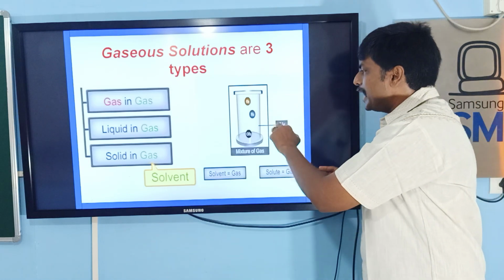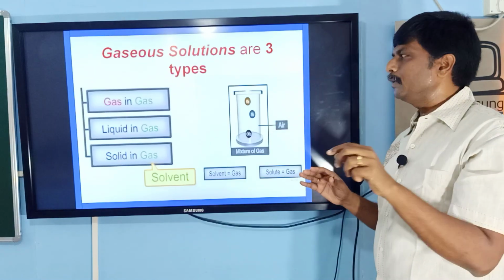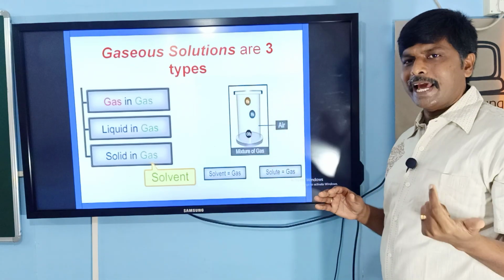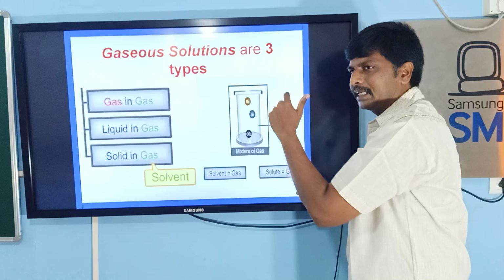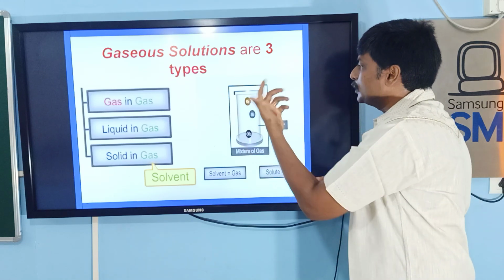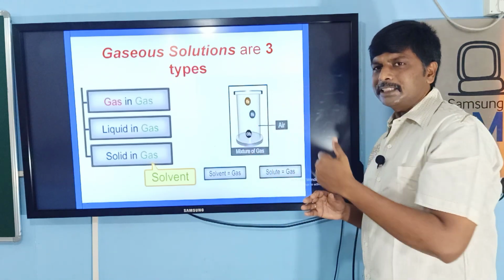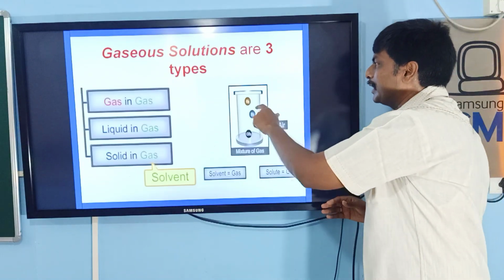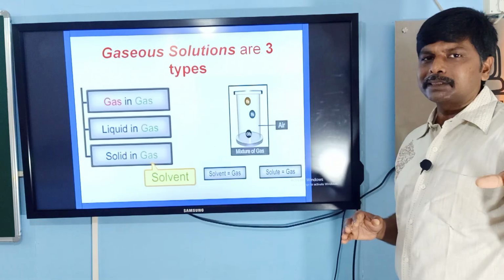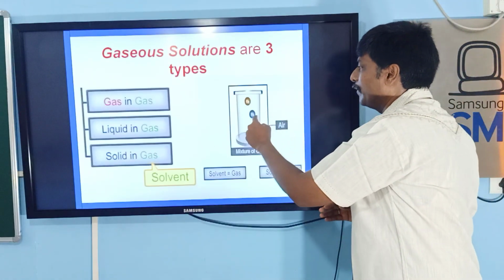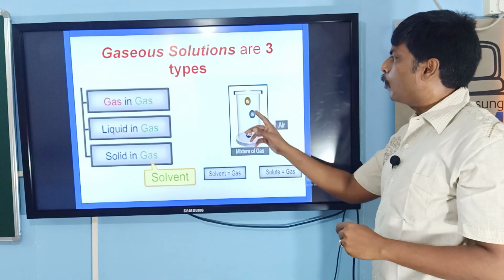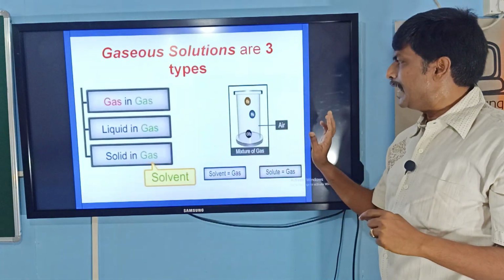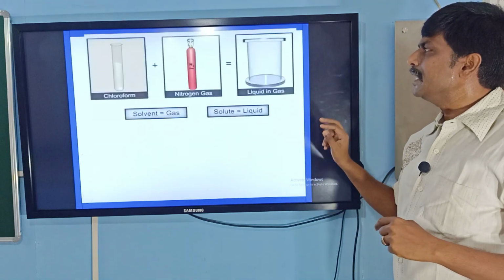If you take, air is a binary solution. That means you consider only two components in air: nitrogen and oxygen. Both are gases. So which one is the large component? Nitrogen is the large component because its composition is 78%. What is the percentage of oxygen? 21%. That is solute. So solvent is gas, solute is gas. Both are gas in gas type solution. That means air. Next one is liquid in gas.